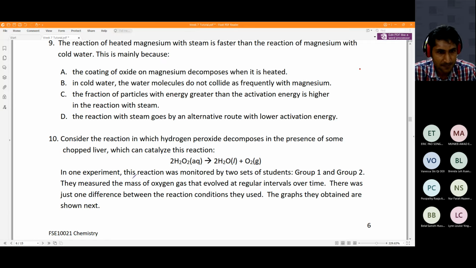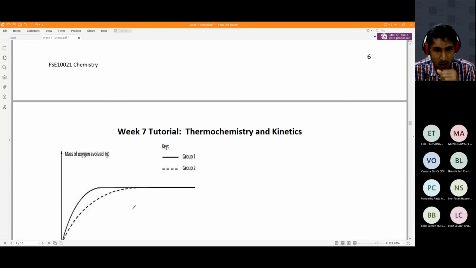So in one experiment, this reaction was monitored by two sets of students, group 1 and group 2. They measured the mass of oxygen gas that evolved at regular intervals over time. There was just one difference between the reaction conditions they used. The graphs they obtained are shown below.